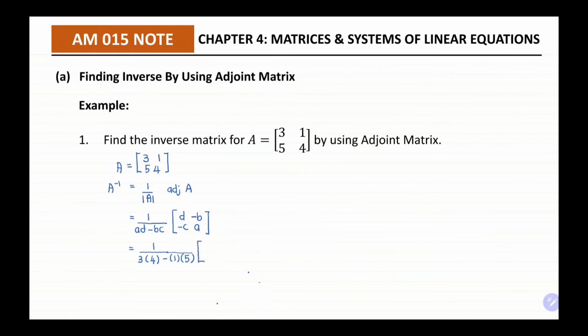Kita times with D and A, kita change tempat dia, so 4, 3. B and C kita put negative, so negative 1, negative 5. Then we solve, we get 12 minus 5, so we get 7. 4, negative 1, negative 5, 3. Untuk answer for matrices, untuk cari inverse, kita tak boleh biar macam ni, kita darab masuk. So equals to, kita expand 4 over 7, negative 1 over 7, negative 5 over 7, and last 3 over 7. This one answer for A inverse.